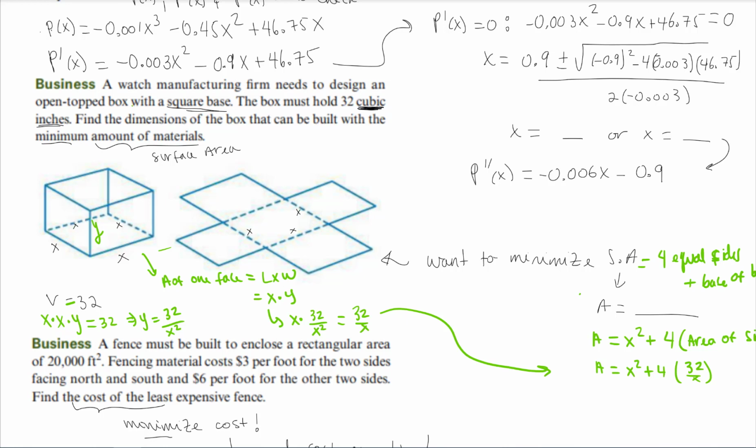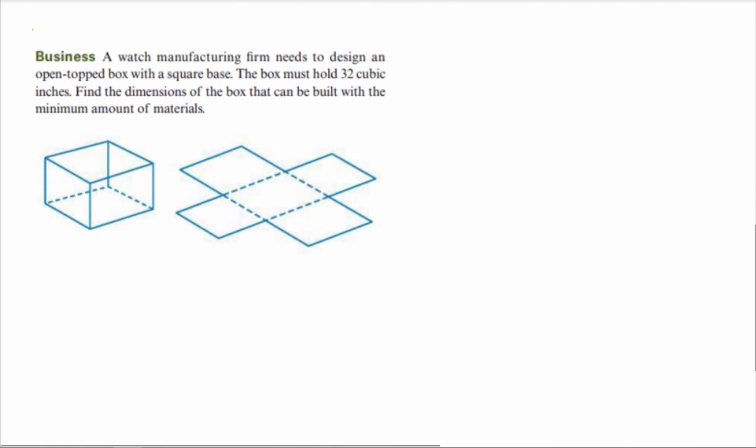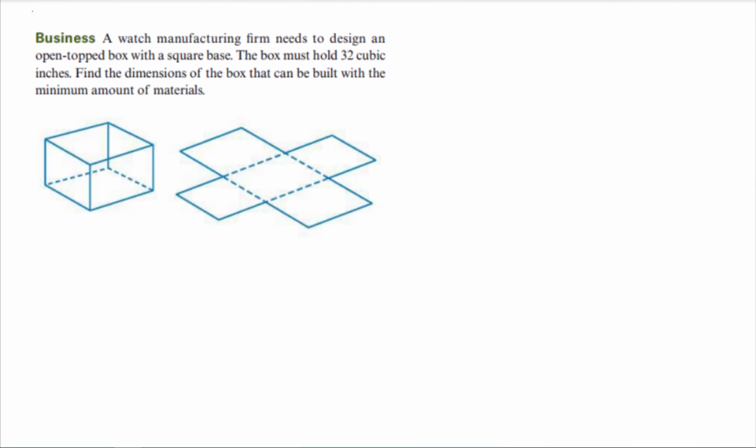So a watch manufacturing firm needs to design an open top box with a square base. The box must hold 32 cubic inches. Find the dimensions of the box that can be built with the minimum amount of material. So we kind of have started to work through some of these, but I wanted to talk about it more in depth. So I have copied the problem here, and we're going to start from the beginning.